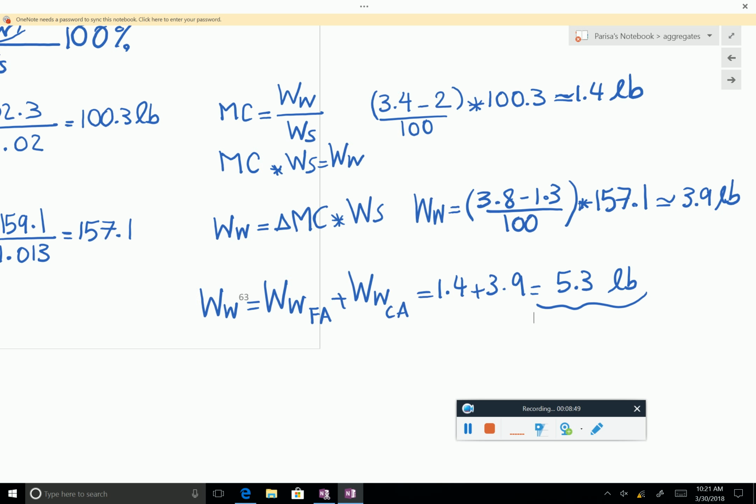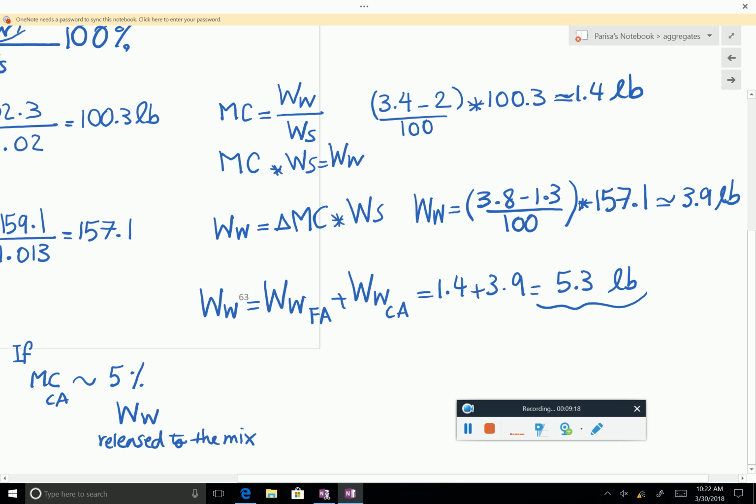Now, I write it down just to make sure everyone follows me. If, for example, the moisture content of the coarse aggregate instead of 1.3, this is an if scenario, was, let's say, 5%, just throwing a number, then the weight of water released to the mix, this is the water, what we calculated before is the water that the aggregates absorb. And that's why we need to compensate for it.